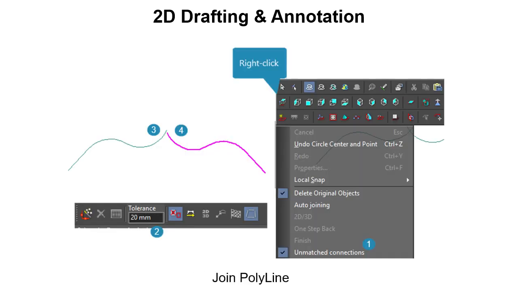Lastly, a new drafting option, Unmatched Connections, has been added to the Join Polyline tool. This feature allows users to join polylines that do not have exact connections. This option will precisely repair gaps in a polyline based on a maximum distance tolerance.